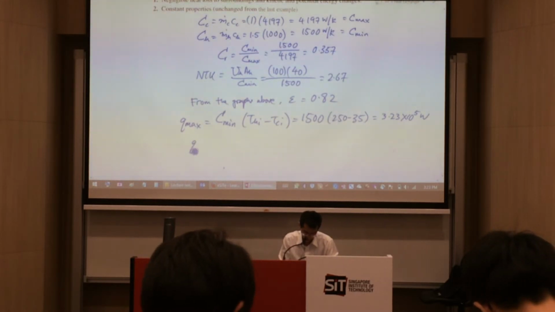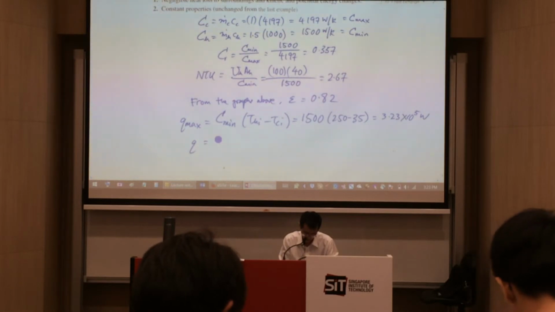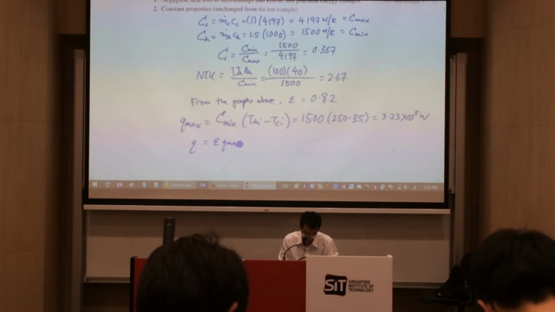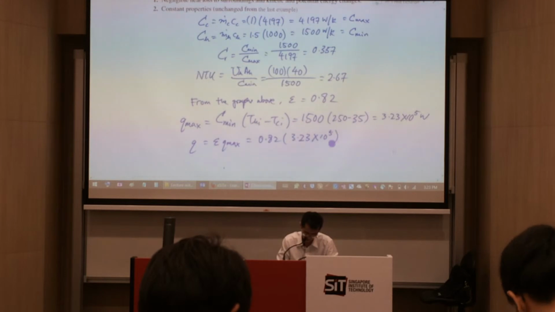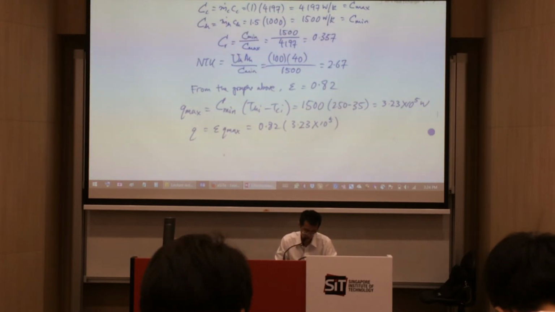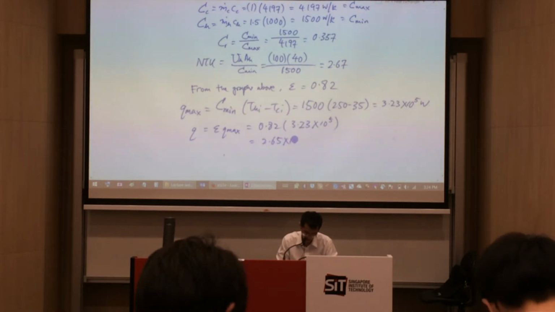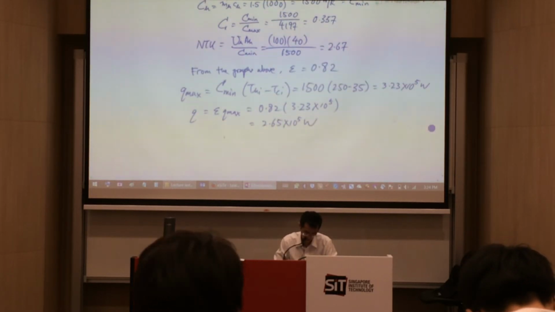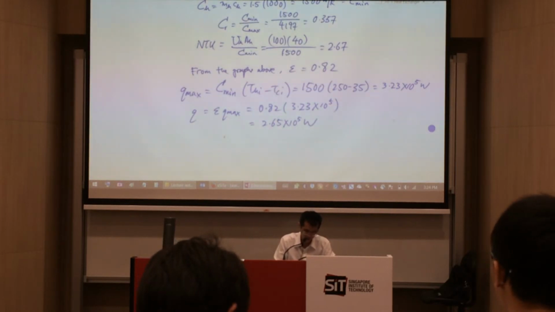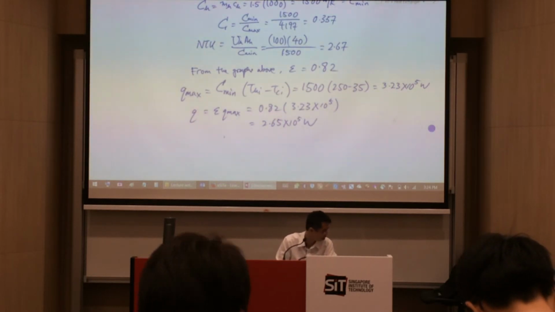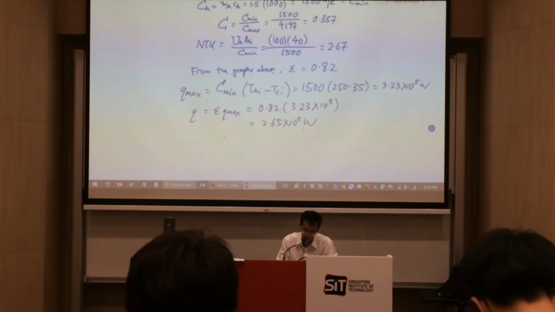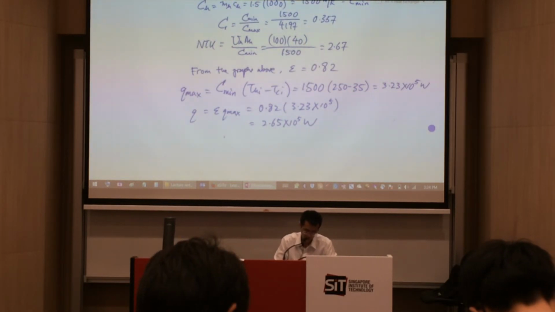So you guess it, after Q, that's equal to epsilon multiplied by Qmax. So that will be 0.82 multiplied by 3.23 times 10 to the power 5. So work it out, you'll get that as 2.65 times 10 to the power 5 watts. That is my Q, and Q refers to my heat transfer rate, or a heat exchanger, under that set of flow rate, specific heat capacity conditions.